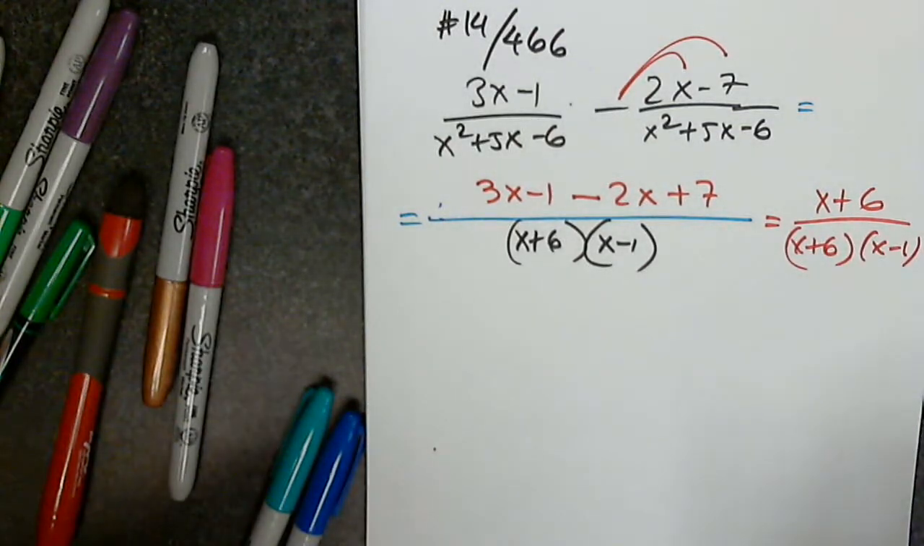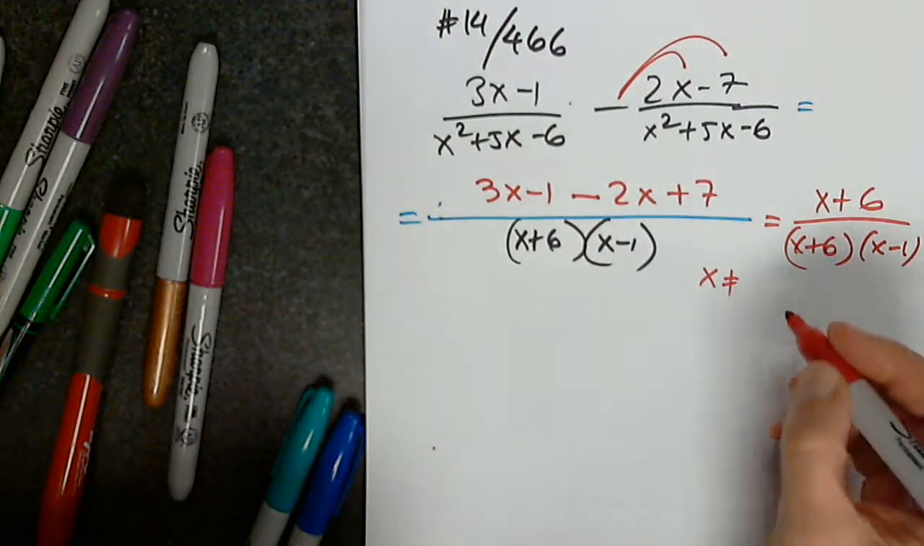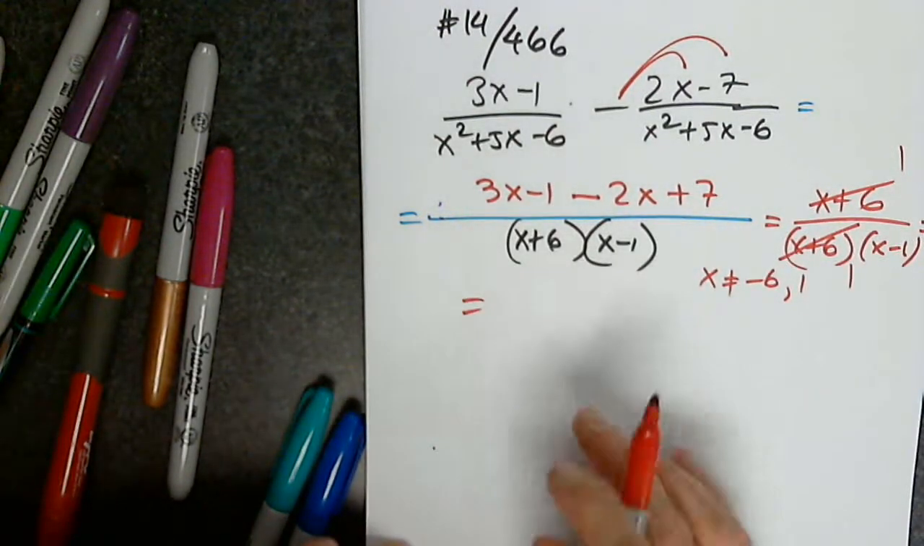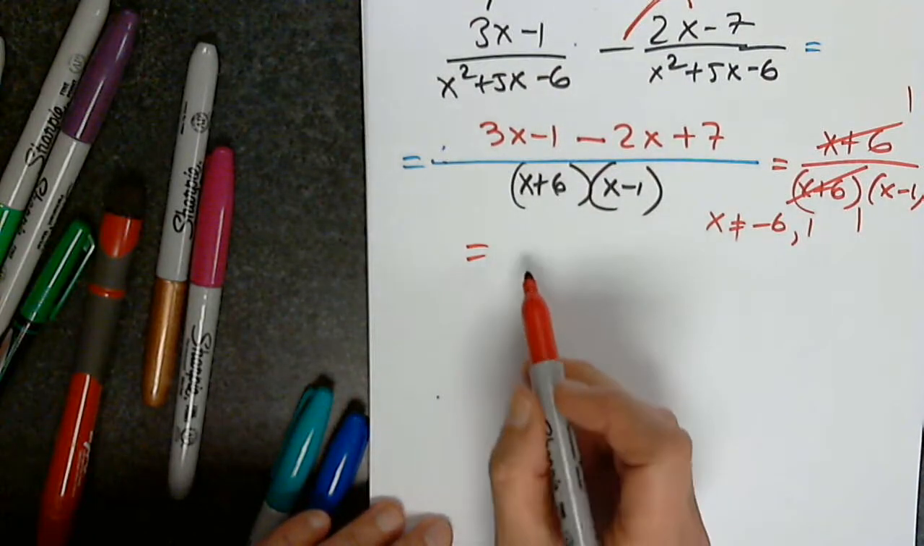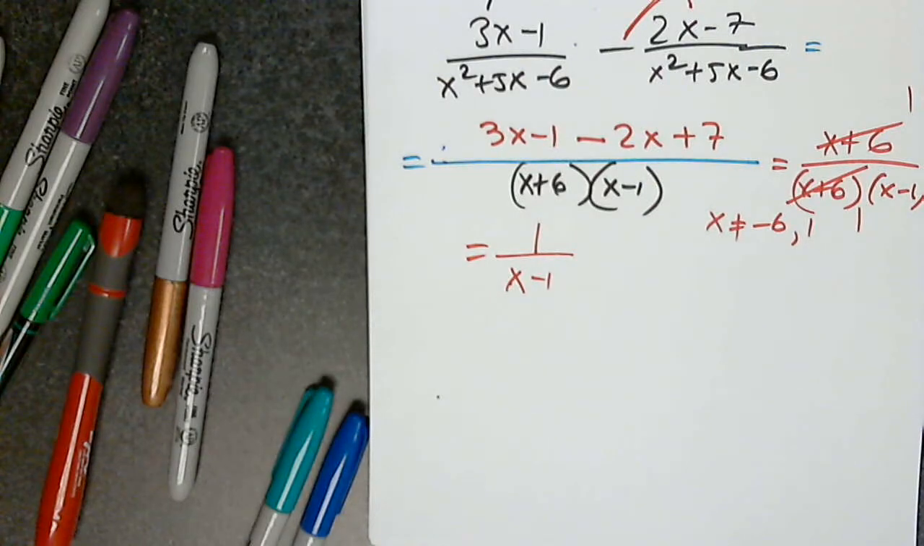The expression has only one variable. I can simplify before I write that x cannot equal negative 6 or 1. And now I'm ready, and the simplified form is 1 over x minus 1. Very good. Perfect.